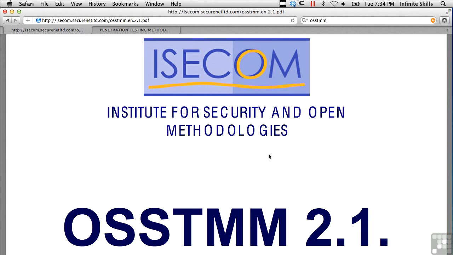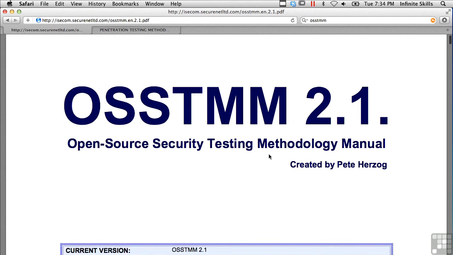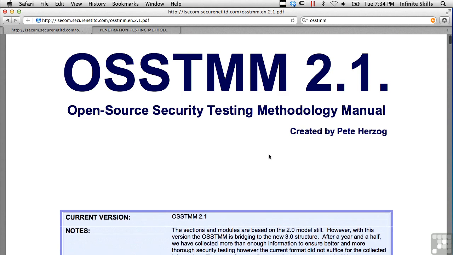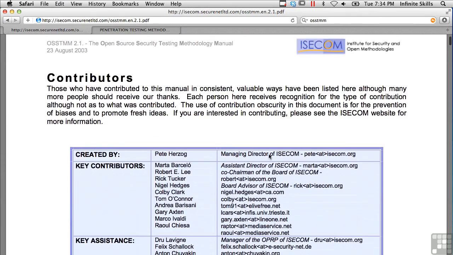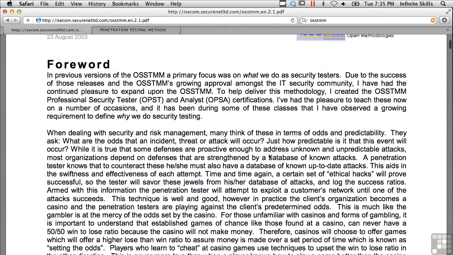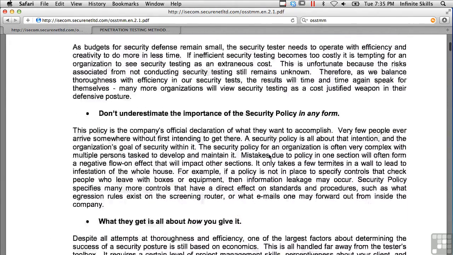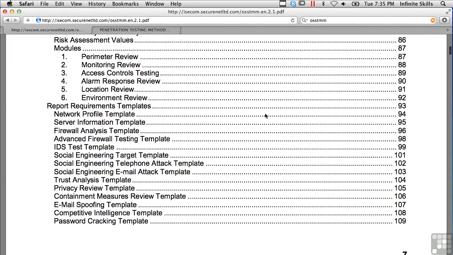The Institute for Security and Open Methodologies has the OSSTMM, which is the Open Source Security Testing Methodology Manual. You can find it online. You can see here I've got a PDF open of it. It's a pretty big document. It's got all sorts of extraneous information, which is important to the people who are involved in it. You've got the contributors here. It takes several pages before we get down into the actual meat of the document, but let's take a quick skim through the table of contents.